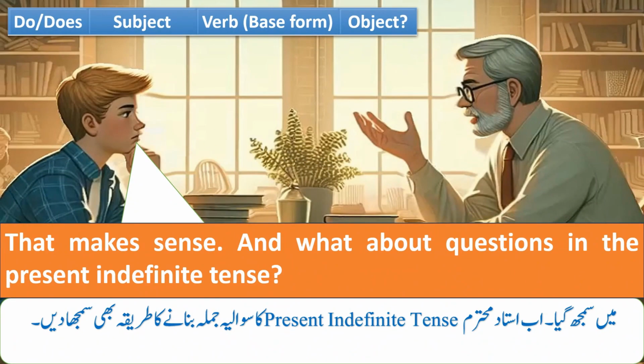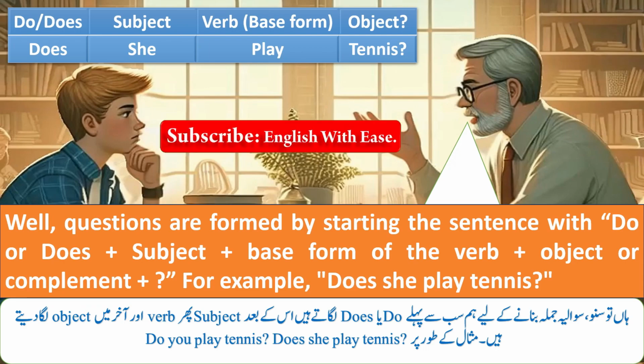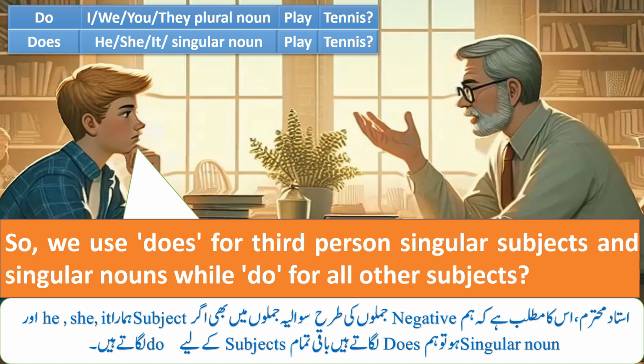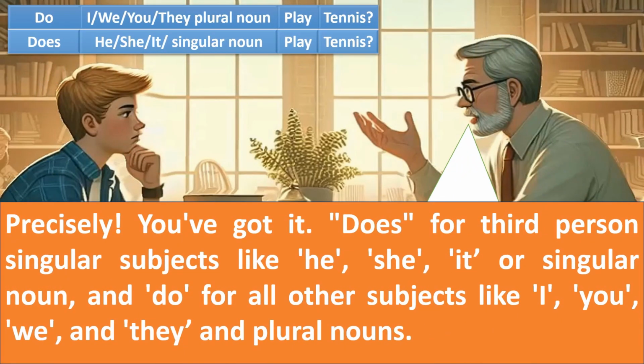That makes sense. And what about questions in the present indefinite tense? Well, questions are formed by starting the sentence with do or does. For example, does she play tennis? So, we use does for third-person singular subjects and singular nouns, while do for all other subjects. Precisely. You've got it. Does for third-person singular subjects like he, she, it, or singular noun, and do for all other subjects like I, you, we, and they, and plural nouns.